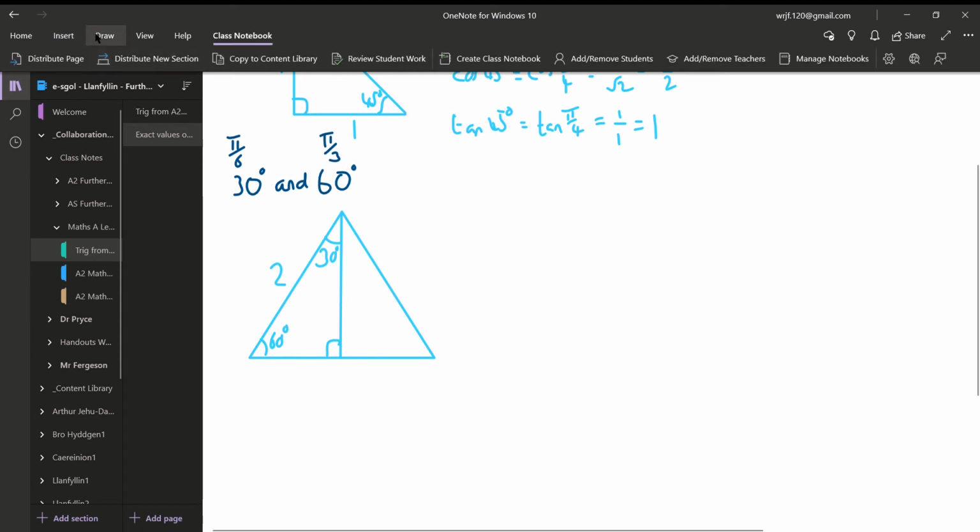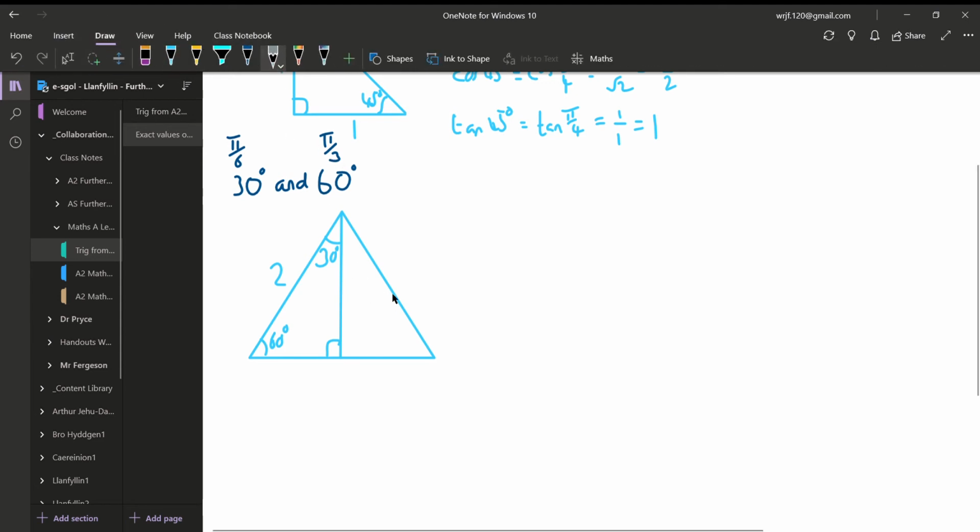So I'm actually going to ignore the right hand side here completely. I'm not going to be interested in this side of it at all. So I'm just looking at the left hand half. So I've dropped a perpendicular here. I've got a right angle down at the bottom. I've got 60 degrees in the bottom left. I've got 30 degrees in the top corner.